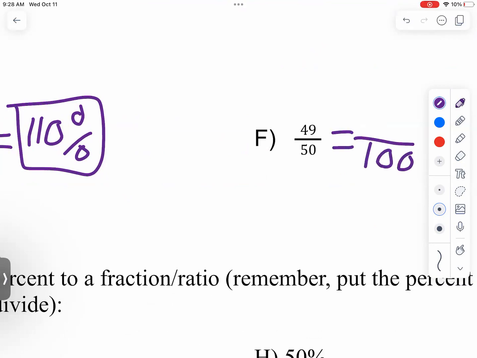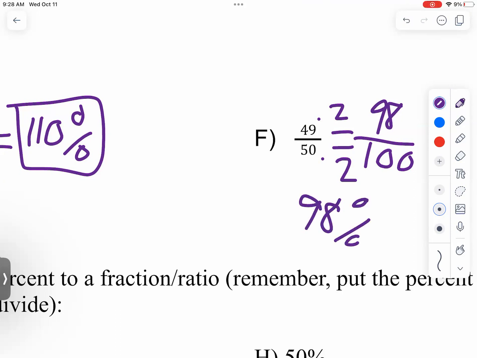All right. Again, ratios, parts out of 100, or the percent ratio. 49 times 2 is 98. So therefore, our F is 98%.